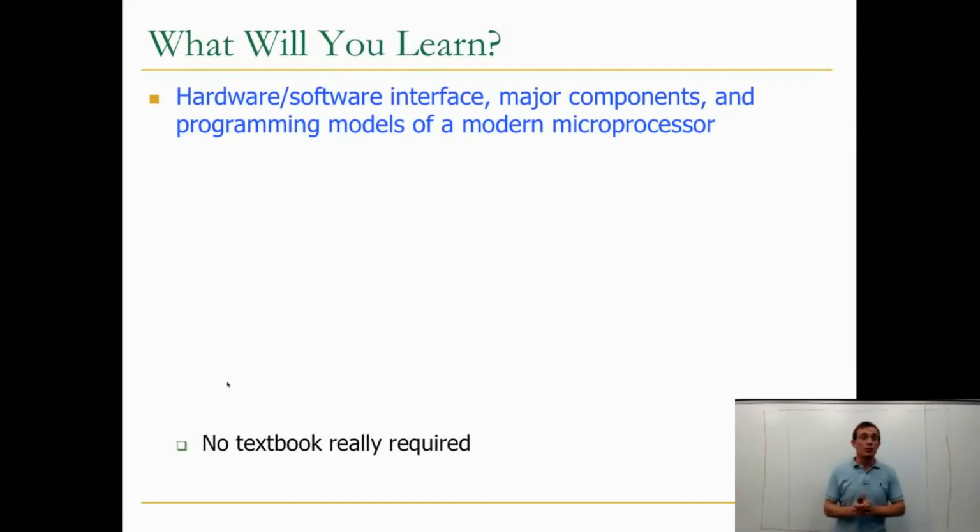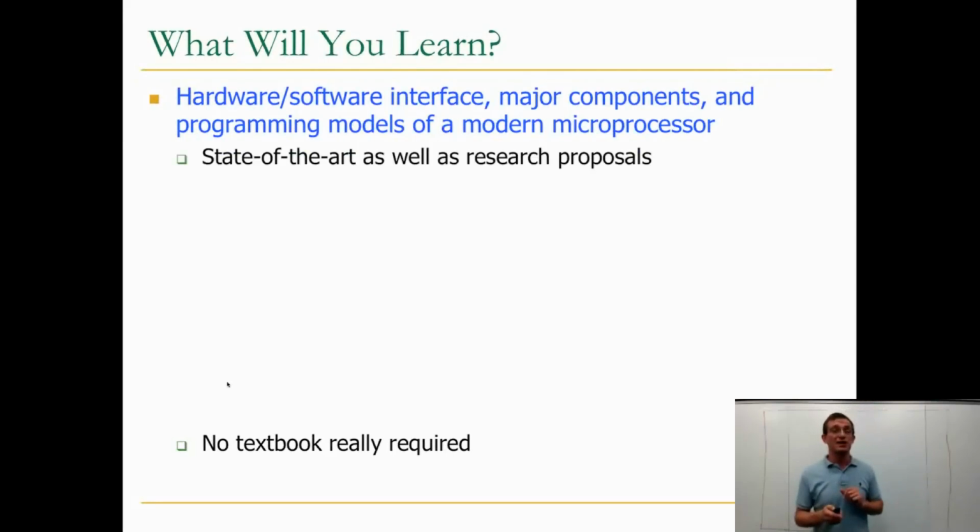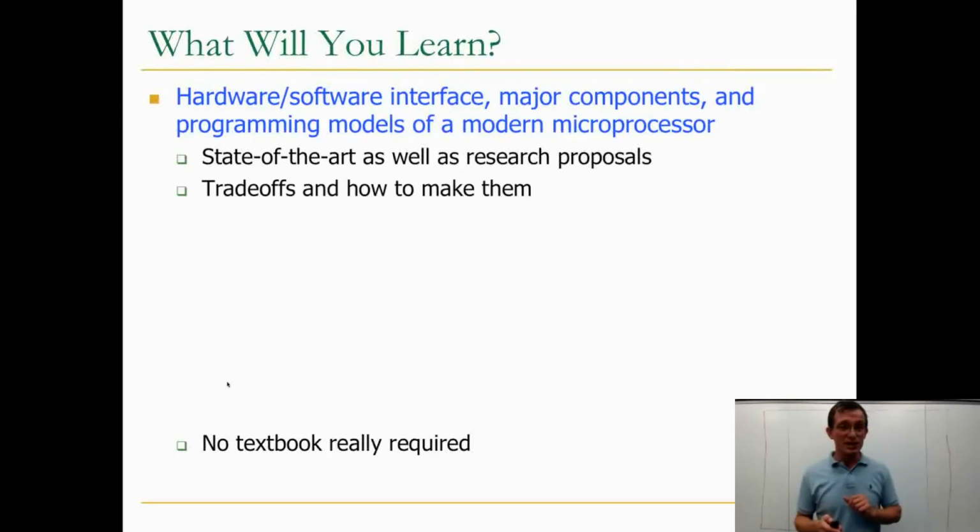What will you learn in this course? We will learn the hardware-software interface, major components, and programming models of a modern microprocessor. We will talk about state-of-the-art as well as research proposals, and you will learn trade-offs and how to make them. So this is a course about trade-offs.